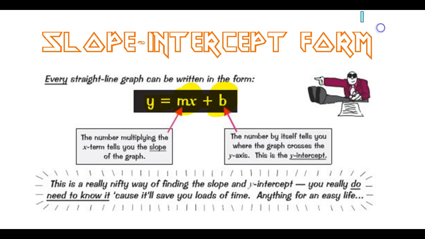When you have slope-intercept form, it's very simple to pick out the slope. The number that we have multiplied by the x, in other words the coefficient on x, is the slope of our line. Then the constant term, along with the sign, gives us our y-intercept. So this number by itself tells you where the graph crosses the y-axis. It's the y-intercept.